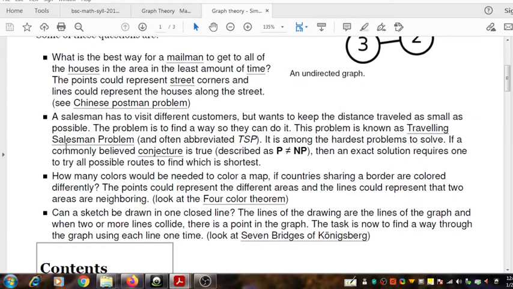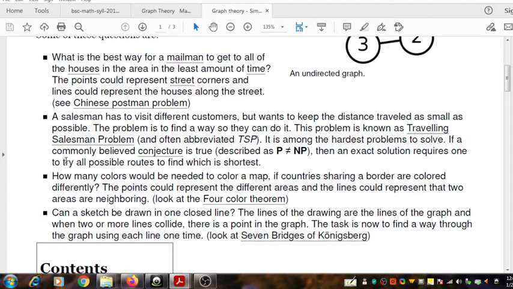Another problem is the traveling salesman problem. Here it's a problem of a salesman. He has to visit different customers but wants to keep the distance traveled as small as possible.